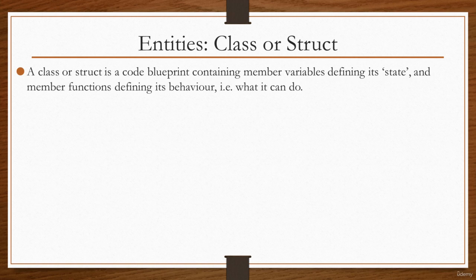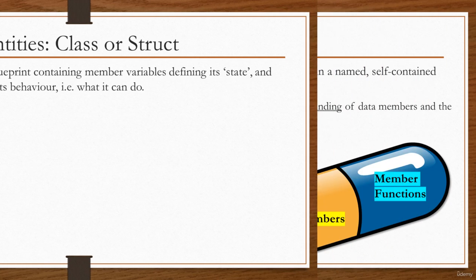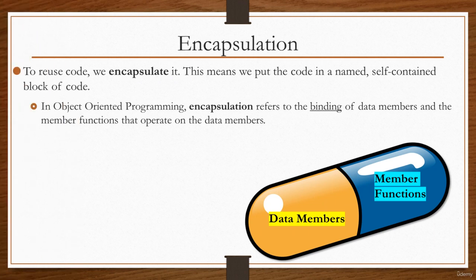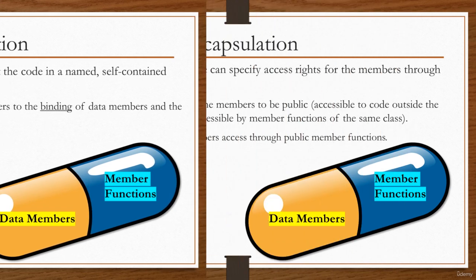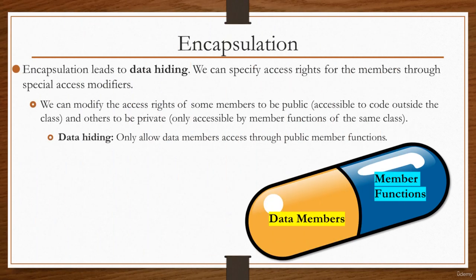Before we move on, let's talk about encapsulation in a bit more detail. As I mentioned in the functions lesson in the module C++ 101, to reuse code we encapsulate it, meaning we put the code in a named self-contained block of code. Now in object-oriented programming, encapsulation refers to the binding of data members and the member functions that operate on the data members. And encapsulation leads to data hiding, where we can specify access rights for the members through special access modifiers. We can basically modify the access rights of some members to be public.